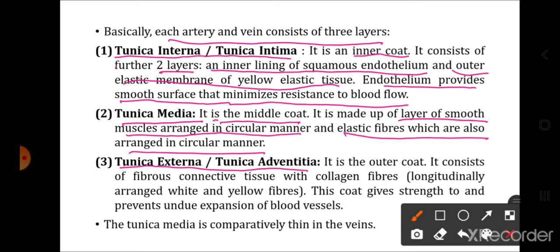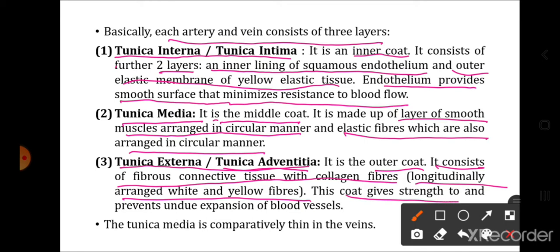The next one is Tunica Externa or Tunica Adventitia, which is the outermost coat. It consists of fibrous connective tissue with collagen fibers. So basically what is it made of? Fibrous connective tissue. And which fibers are present? Collagen. But along with collagen, in a certain amount, yellow fibers are also present. So they have longitudinally arranged yellow and white fibers, in which the amount of collagen fibers, the white fibers, is far more compared to the yellow fibers.